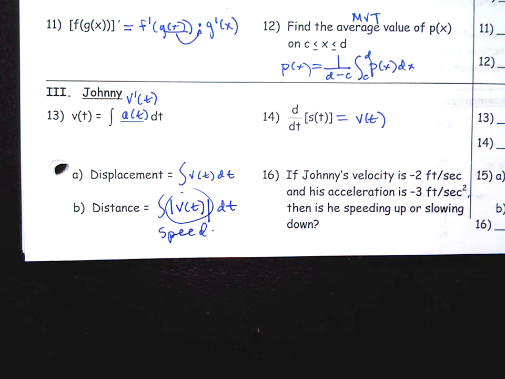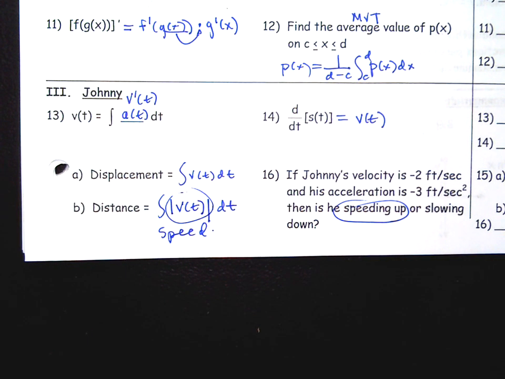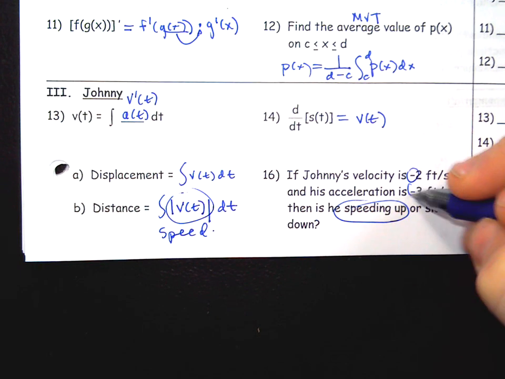16 says if Johnny's velocity is negative 2 feet per second and his acceleration is negative 3 feet per second squared, then he is speeding up or slowing down. Speeding up, they go in the same direction, right? They're both negative. That's the thing that matters.